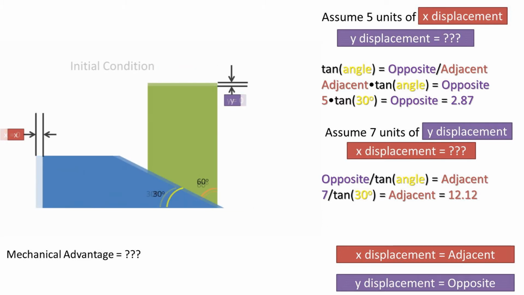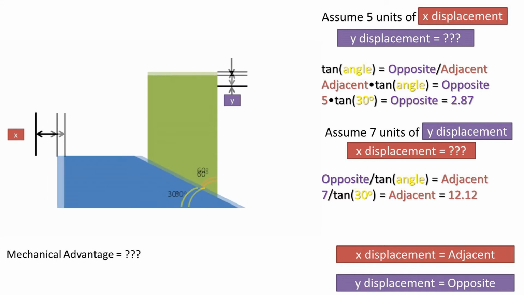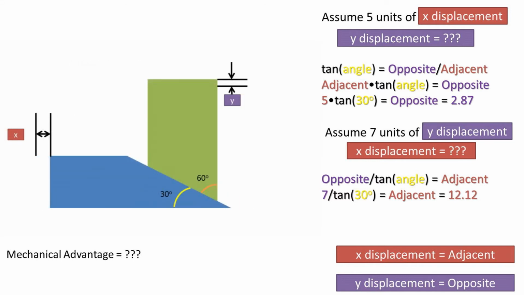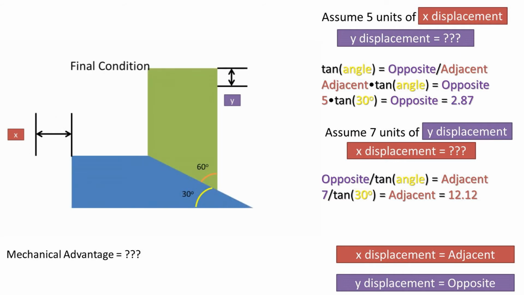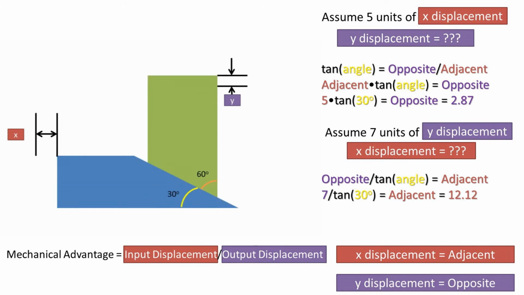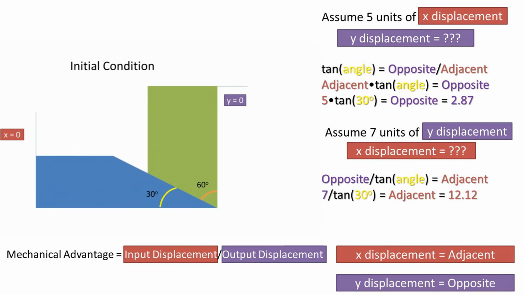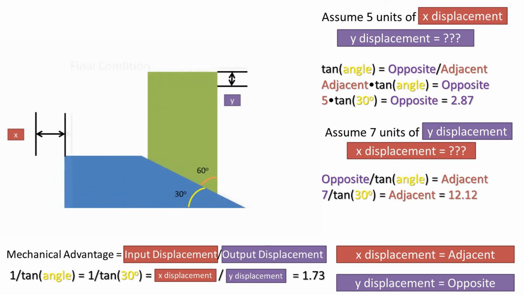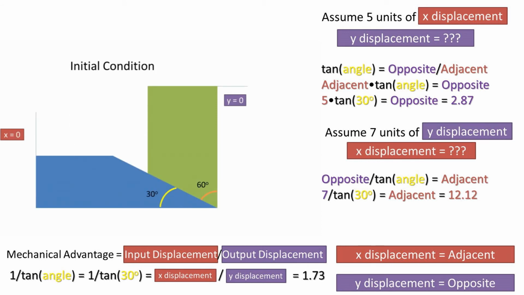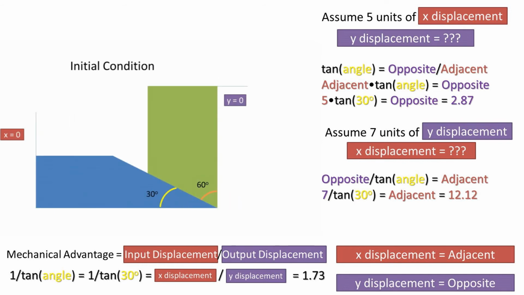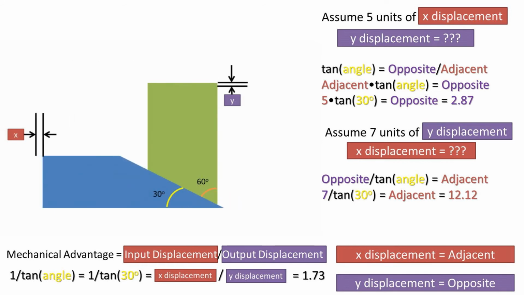This means that if we move the 60-degree wedge up 7 units, we will need to displace the 30-degree wedge 12.12 units. To get the mechanical advantage, we can take the input displacement and divide by the output displacement. This really is 1 divided by the tangent of the angle, which equals the x displacement over the y displacement. We get a mechanical advantage of 1.73.